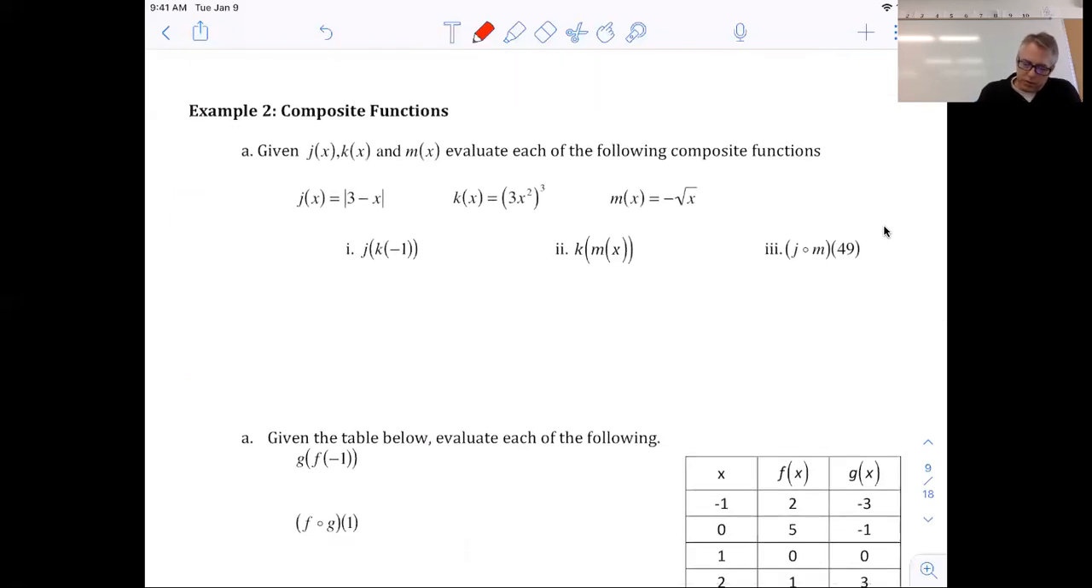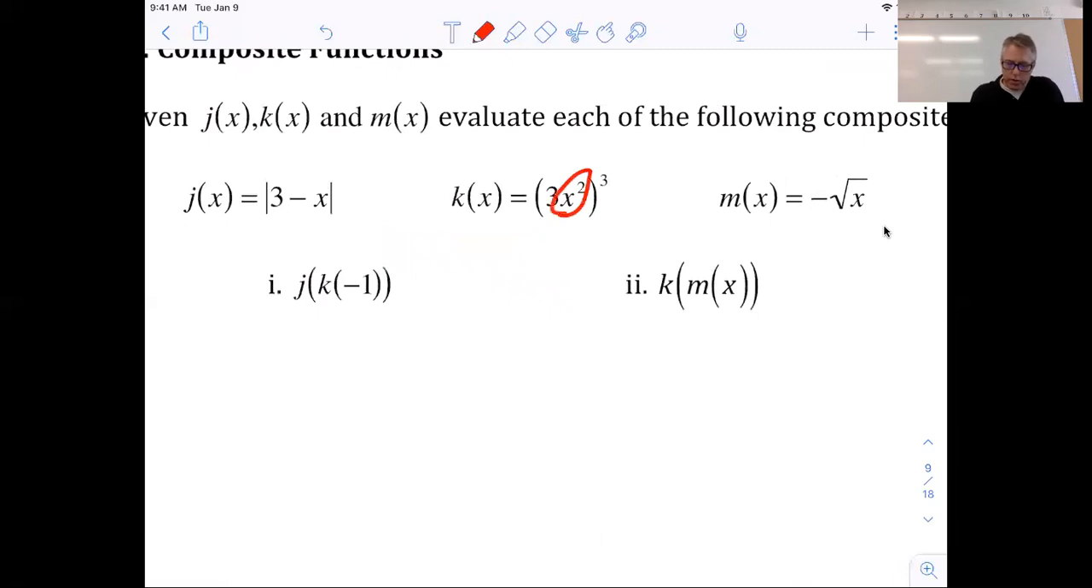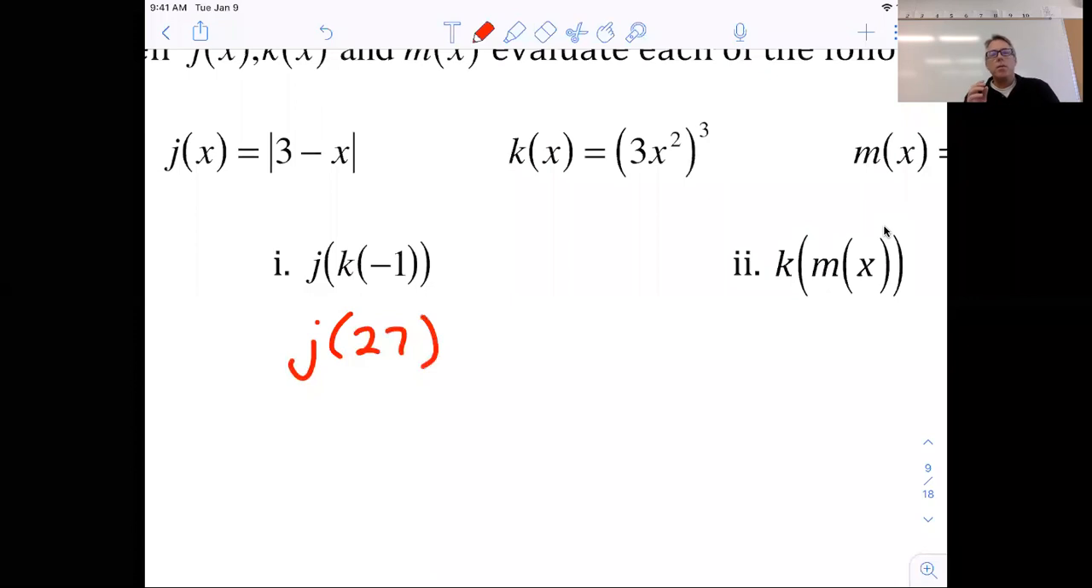So for a composite function, if we wanted to find j of k of -1, we do this part first. So that means we're going to take -1, plug it into k. So when I plug -1 into k, I get -1 squared, which is 1, times 3, which is 3, and 3 to the third, which is 27. So that means this is 27. But now I have to take that 27 and plug it into j.